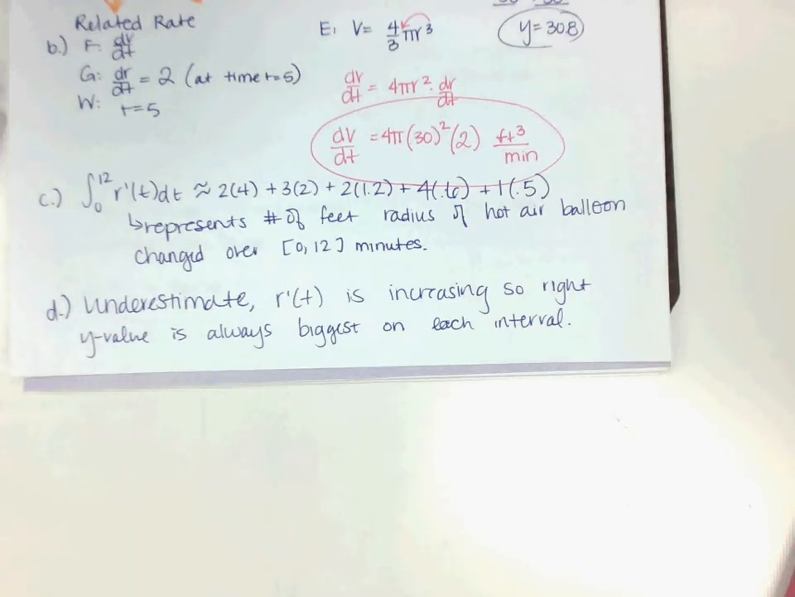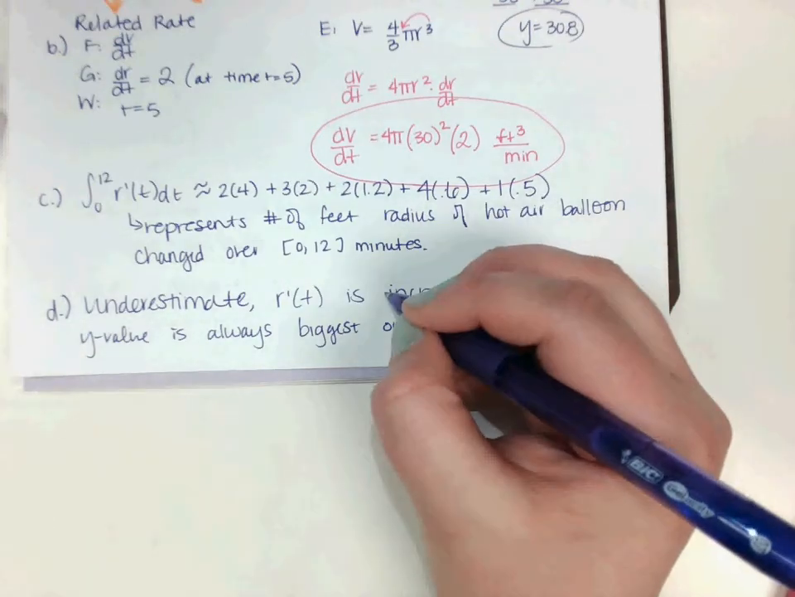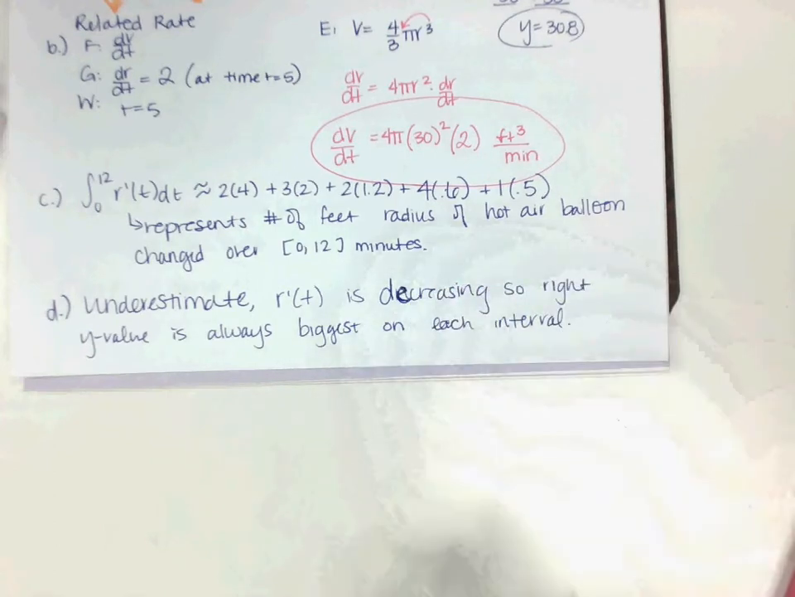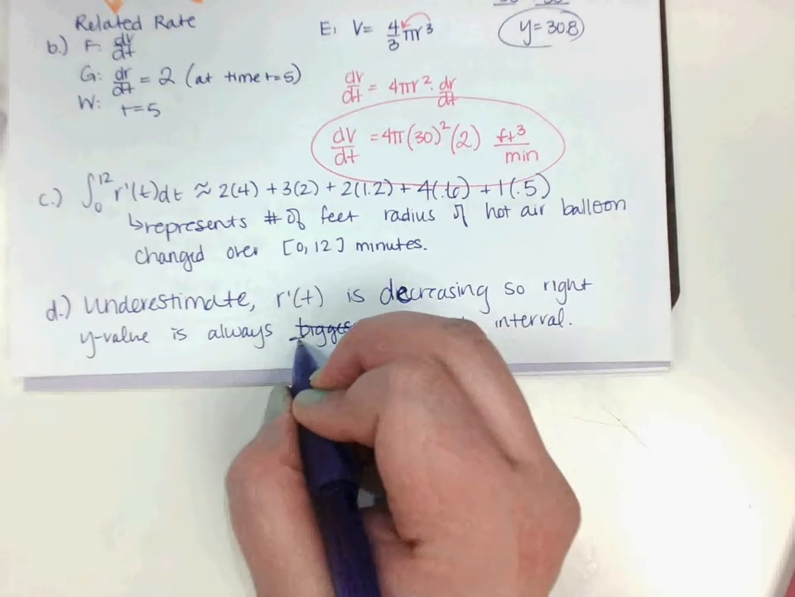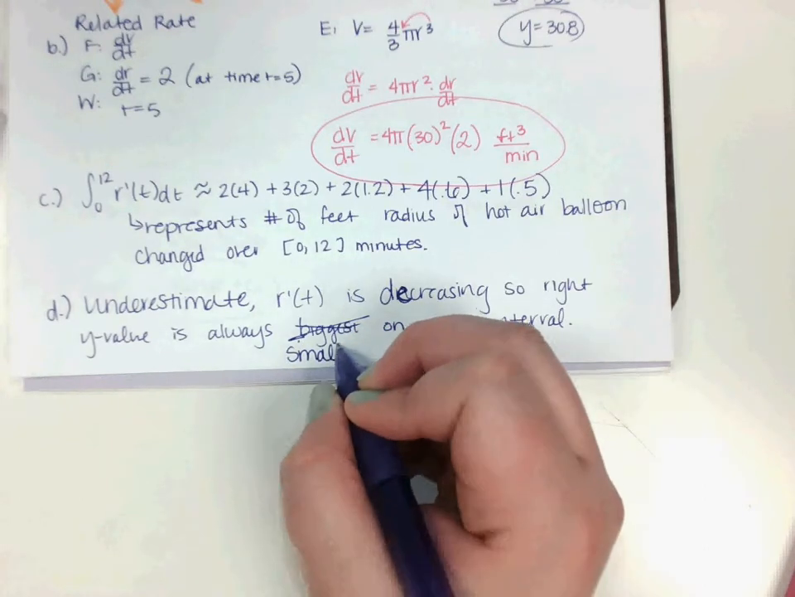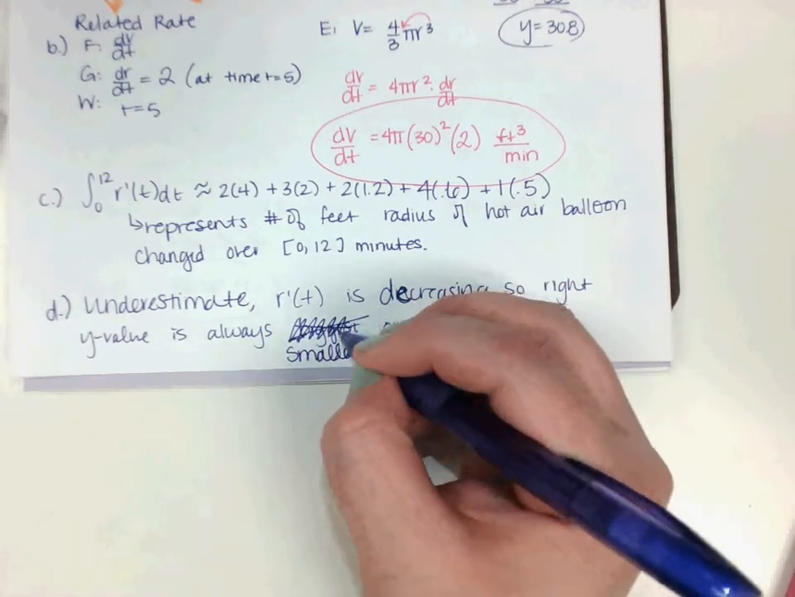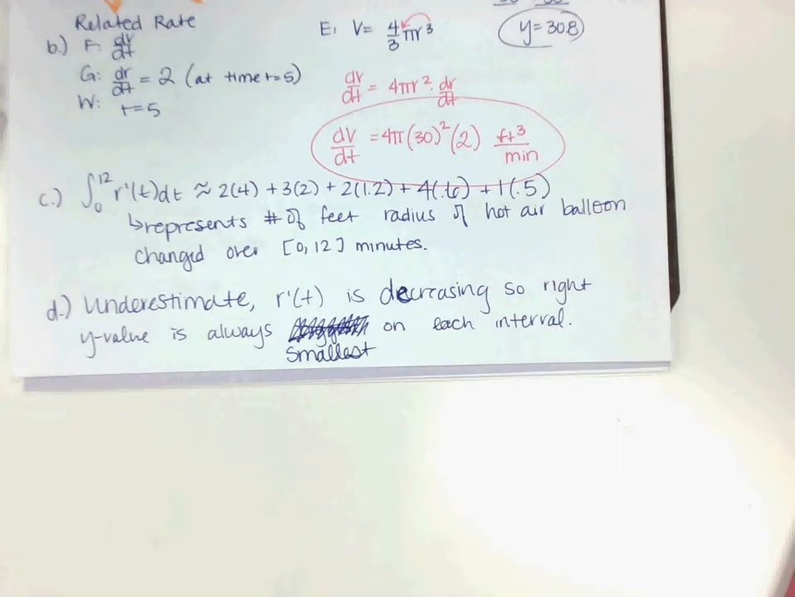Okay? Wait, is it decreasing? Crap, it was decreasing, thank you. Because our graph was going down. Would it be always the smallest? Yep. Oops. Thanks. Okay, it's an underestimate because r prime is decreasing, so the y value is always the smallest on that side, on the right side. Got it? Yeah. Okay.